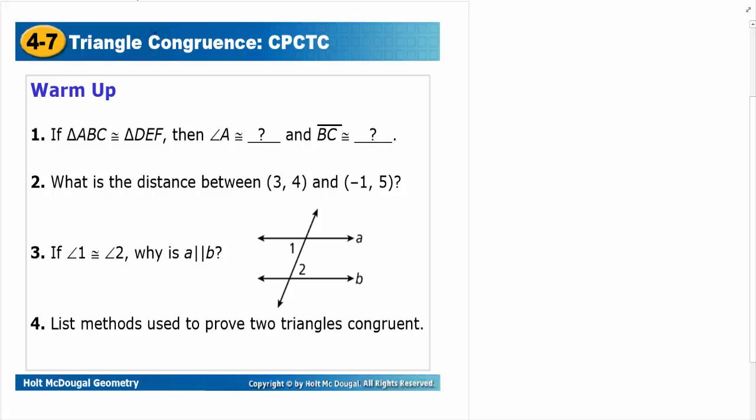All right, guys, moving into 4-7. We got a quick warm up here, so go ahead and give it a shot and pause the video and then play it back, and we'll go over it.